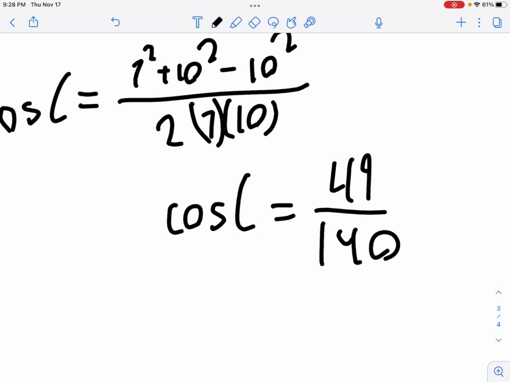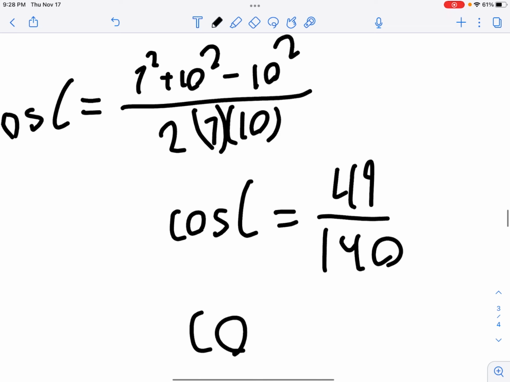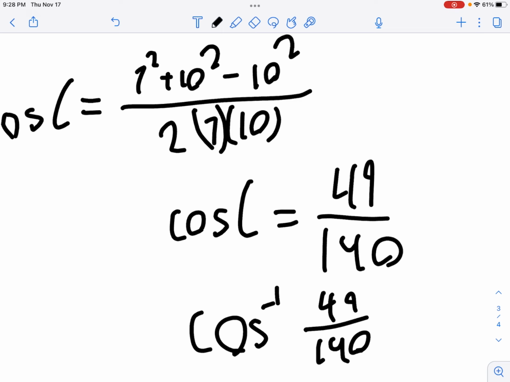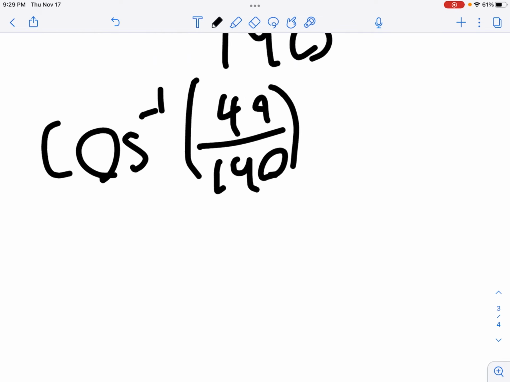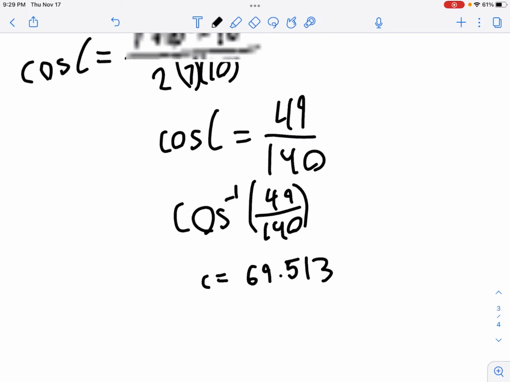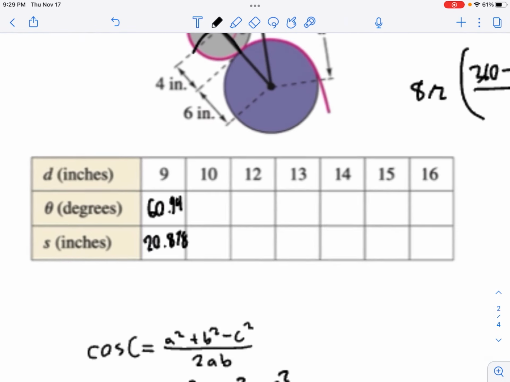Plug that in. Oh yeah, I forgot to say, we're going to do cos -1 because we have to find the real angle, not just the fraction. So cos -1 of 49 over 140. And it's going to be 69, so C equals 69.513. We can round that up.